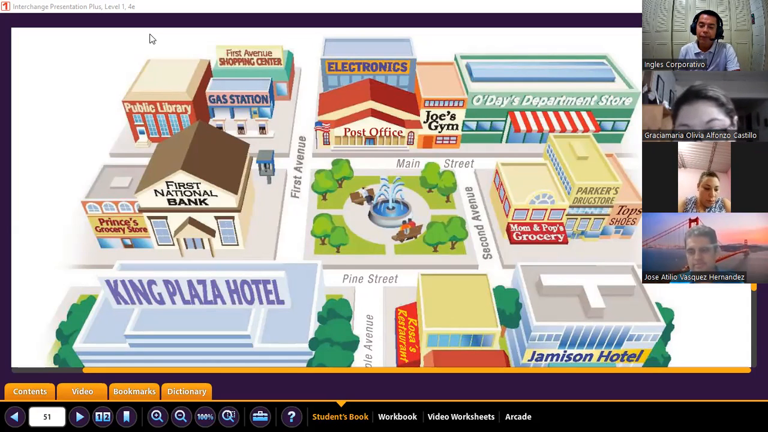It's between the Mom and Pop's Grocery and Top Shoes. Excellent. Good. Complicated, but it's good, right? The question is, José Atilio, is there a drugstore around here? Yes. There is one between Mom and Pop's Grocery and Top Shoes, right? Excellent. Congratulations, right?